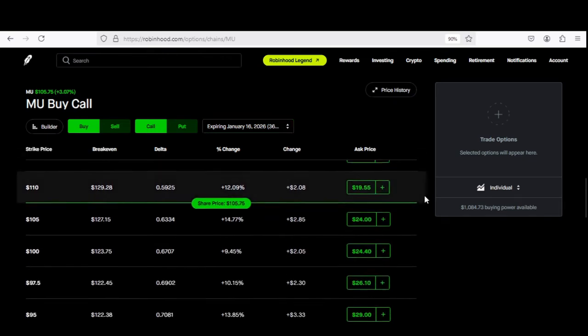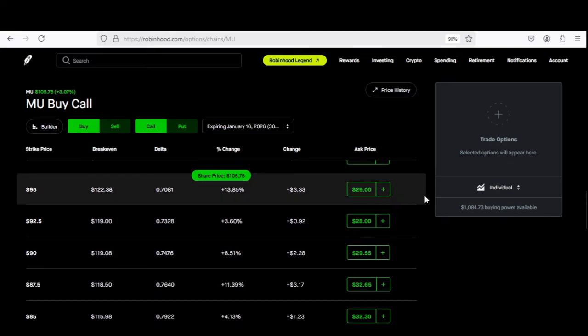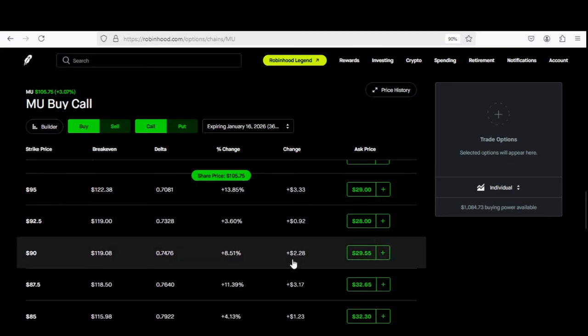And now we're going to go ahead and choose a strike price. As you can see, there's no chance of profitability on this right now. We're going to get into that in just a second. So now I'm going to be buying a call. I'm going to be choosing a $90 strike price right here, and I'm going to be paying $29.55, or let's round it off to $3,000 in order to acquire this option contract.